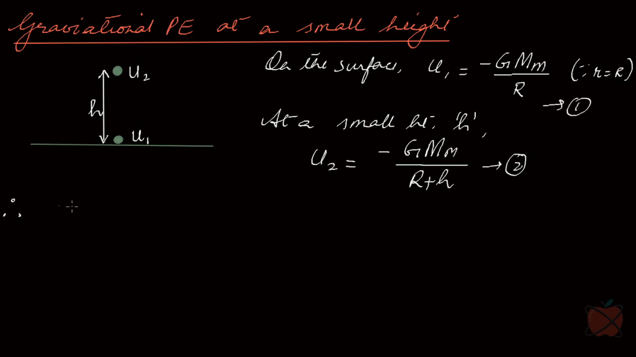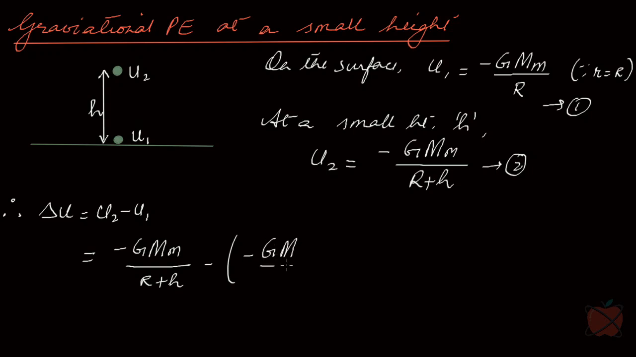So therefore, what is the change in potential energy, delta U? Tell me first which one is higher, U1 or U2? We have said that as you go further and further away from the Earth's surface, the potential energy increases. So therefore, U2 will be larger. So here it will be U2 minus U1: minus GMm by R plus h, minus of minus GMm by R. So this will be plus, right?